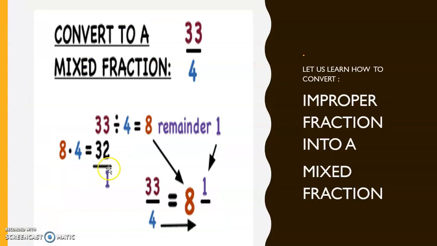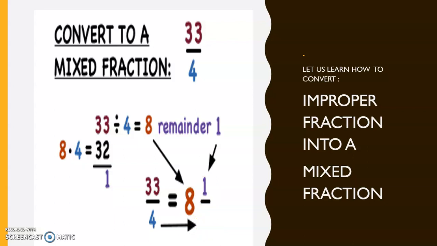Now let us see the reverse of it: how to convert an improper fraction into a mixed fraction. For that, we will divide the numerator. 33 divided by 4, the answer is 8 and the remainder will be 1. So the quotient that we get becomes the whole number, the remainder is the numerator, and the denominator remains the same, as you can see here. So 33 upon 4 is equal to the quotient and remainder upon the same denominator. So 8 1 upon 4.